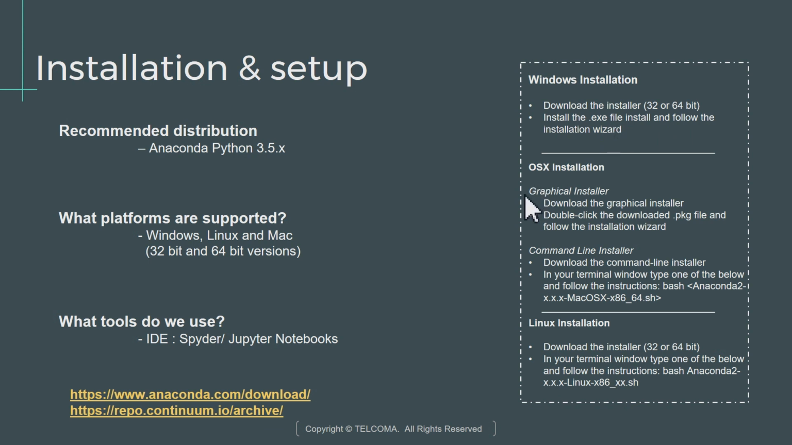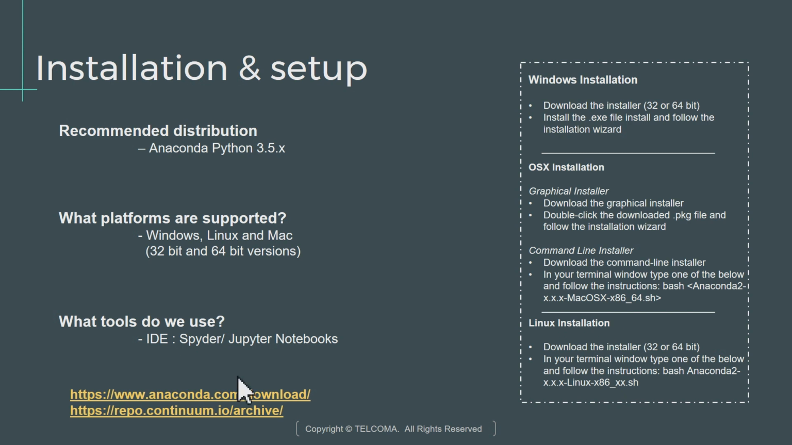For Mac, you have two options. You have the graphical installation process as well as the command line process. The graphical process is just similar to any other software which we install on a Mac, and the command line is very similar to Linux. You can just invoke the shell script file which gets downloaded and the remaining is automated. For Linux, similar to the command line version of Mac, you have to download the installer and then invoke the shell script from the command prompt.